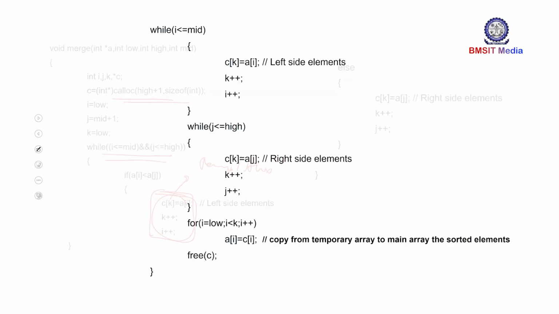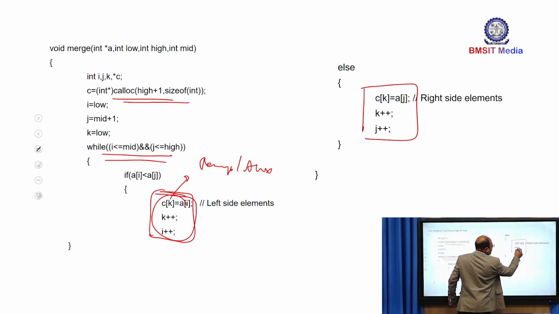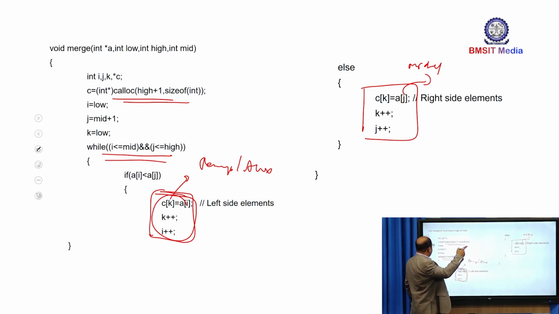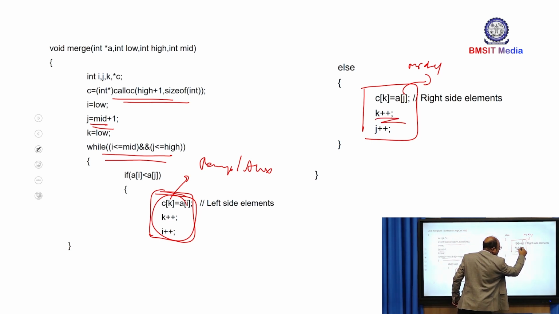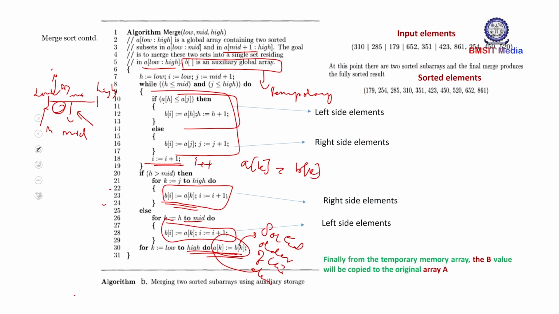Again we have to check the right part of the element. The right part of element is given here. C of k is equal to A of j. A of j means it goes to mid plus 1. It goes to j plus plus. Because you can see here j is nothing but mid plus 1, it goes to the right part of the element. The right part element, whatever is there, you are going to copy into C of k. How it is going to happen, you can see here.